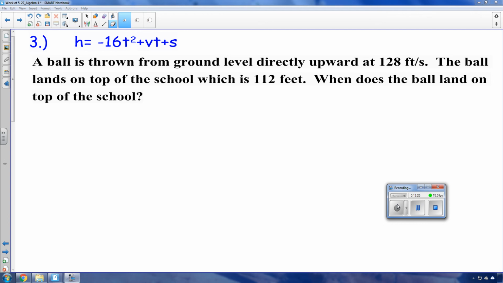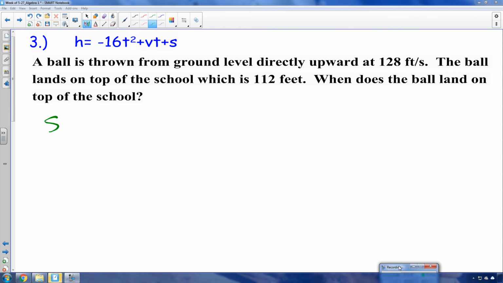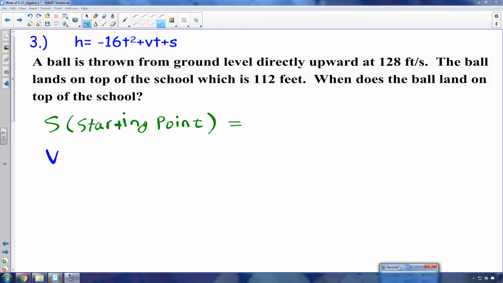Now if you're not really sure how to start this problem, I would recommend you putting S, which is the starting point. I would just write S equals. And then I would write V equals, which is the initial velocity, or just velocity. Initial means at the beginning, right? Initial velocity. And then H is your final height, the height in the end. And write down what that is, okay?